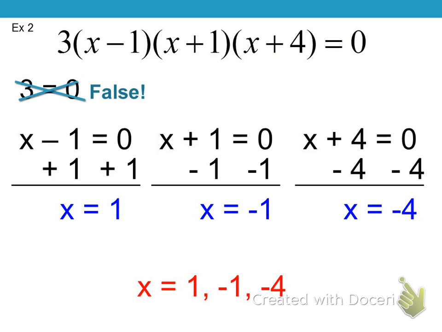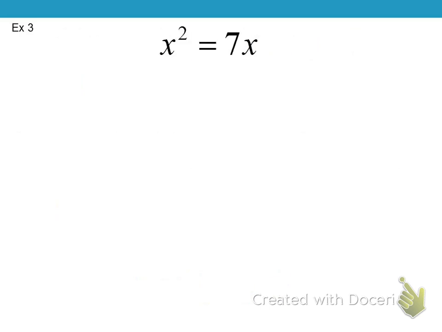Would we just not write an answer for 3 equals 0? Yeah, so that doesn't give us a solution because there's no x. You don't write anything? Nope, you don't need to write anything. There's no x to isolate. What are your questions? Okay, next.